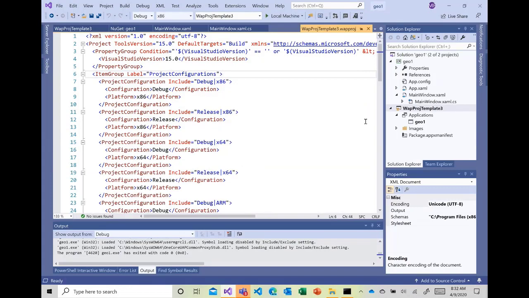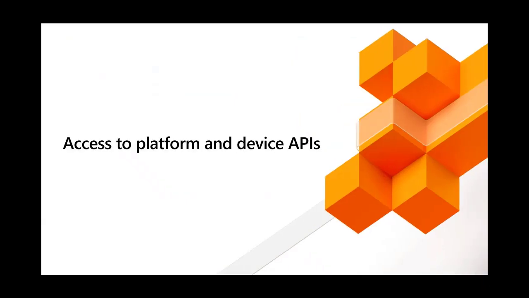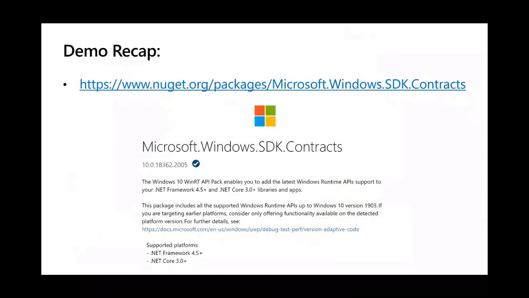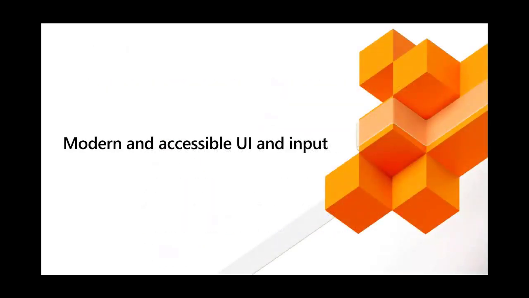So again, I'm using Windows Runtime APIs in my WPF application, and this NuGet package really made that easy. Microsoft.windows.sdk.contracts.